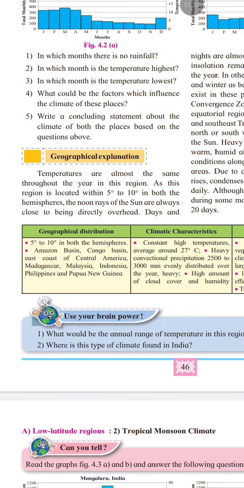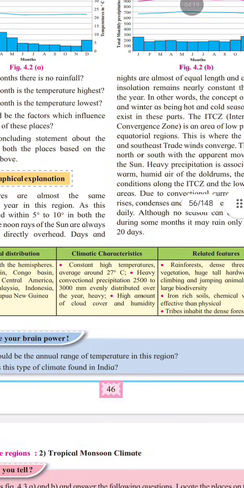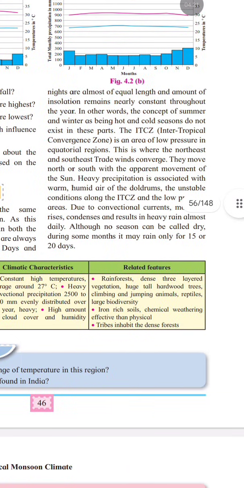So this first type is the equatorial rainforest climate. As the name suggests, this climate is found around the equator, mainly between 0 degree and 10 degree north and south latitudes. Here, the sun rays are almost directly overhead throughout the year. Because of this, the temperature remains almost constant throughout the year. The average temperature is around 27 degrees Celsius.